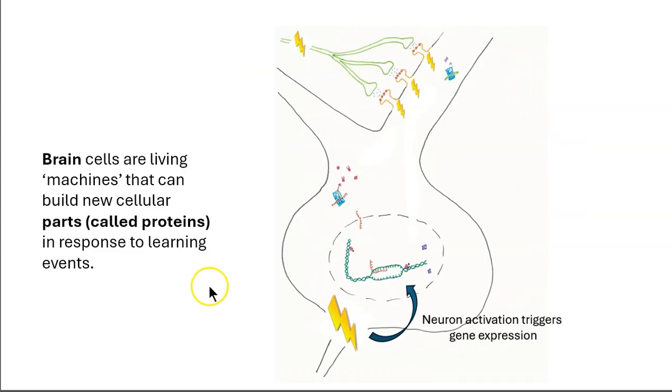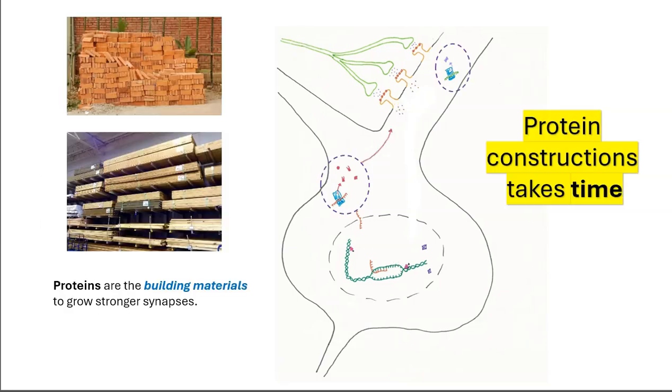So how is it that brains can do this construction project? Brain cells are living machines that can build new cellular parts called proteins in response to learning events. So when a brain cell is activated by its inputs, it triggers gene expression. DNA stores the recipes to build proteins. So when a brain cell becomes activated, it starts this construction process. It's going to turn on certain genes so as to build certain proteins. What kinds of proteins? The proteins that can make synapses get stronger.